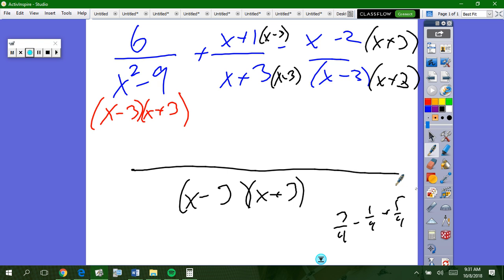So are you multiplying? I am going to be multiplying right out of here. So I have 6 plus x plus 1 times x minus 3 is x squared minus 2x minus 3. Any questions about that?